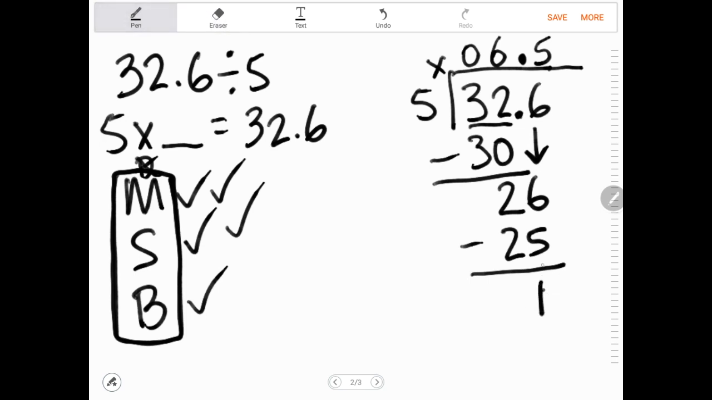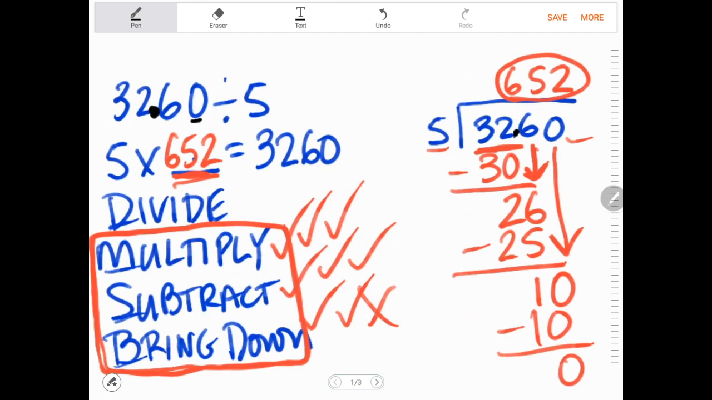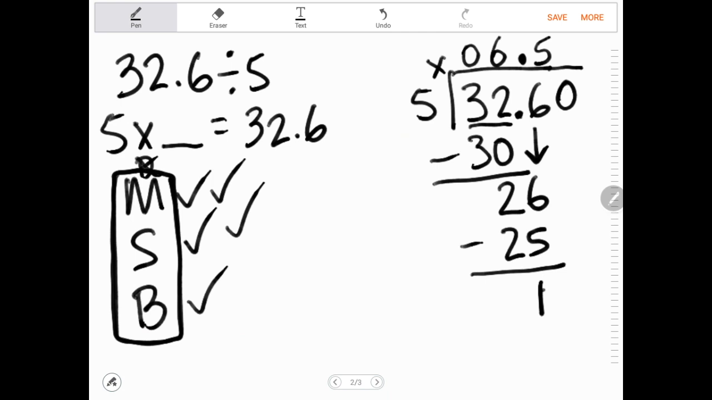And now I have nothing else to bring down. You probably were taught in elementary school that you have a remainder of 1. In middle school, we do not use remainders anymore. We have to keep going until we have no remainders left over, or until I ask you to round to a certain place. So we have to keep going, and the way you keep going is you have to add that 0. Well, in our previous problem here, we did have that 0 here. Right here we have that 0. I just left it out because we don't need it when we have that decimal here. Okay, so we're going to put that 0 back in, and I'm going to bring that 0 down.